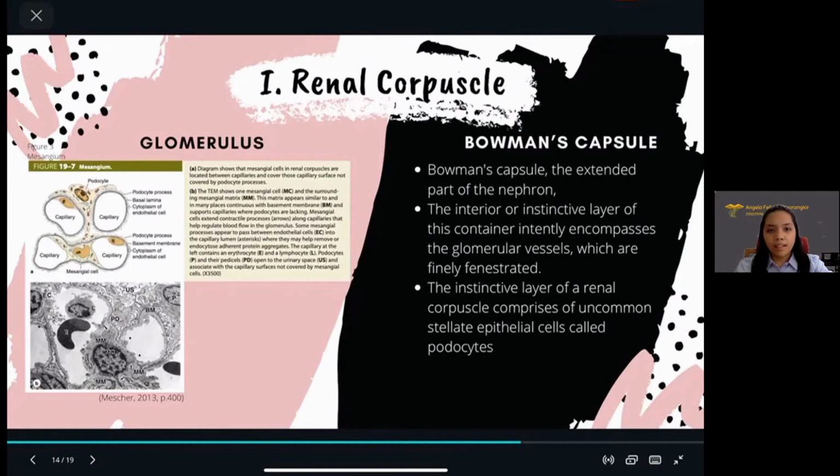Glomerulus contains mesangial cells, the greater part of which look like vascular pericytes in having contractile properties and developing parts of an external lamina. As you can see in this picture, mesangial cells and their surrounding matrix involve the mesangium, which fills interstices between vessels that lack podocytes.